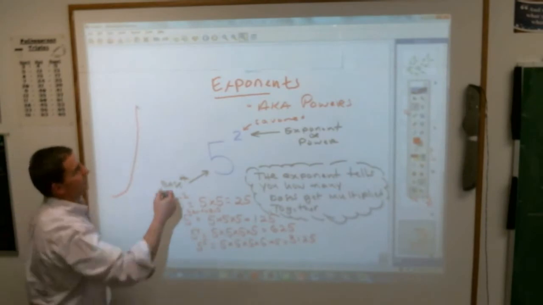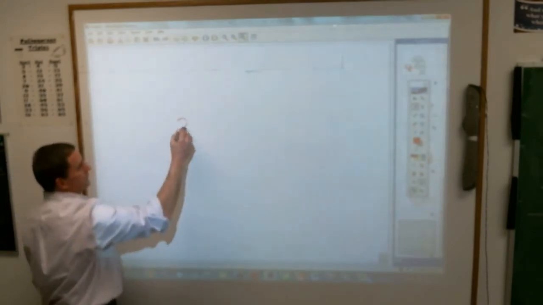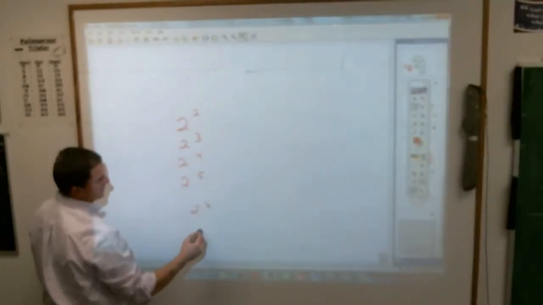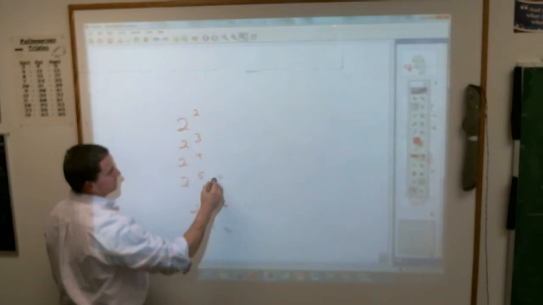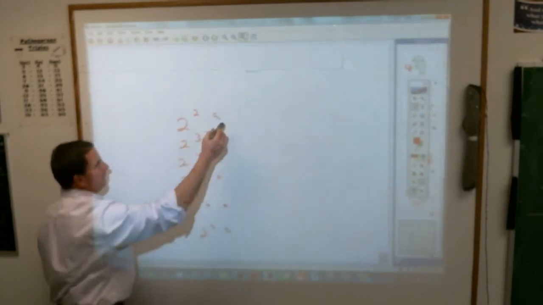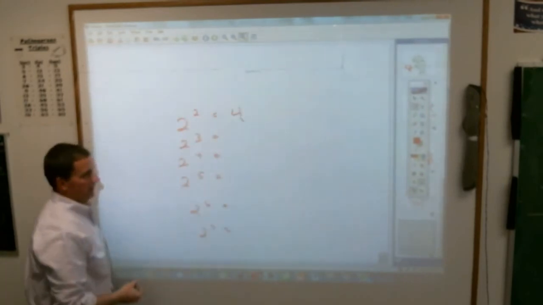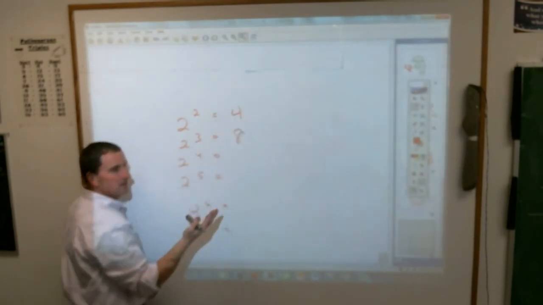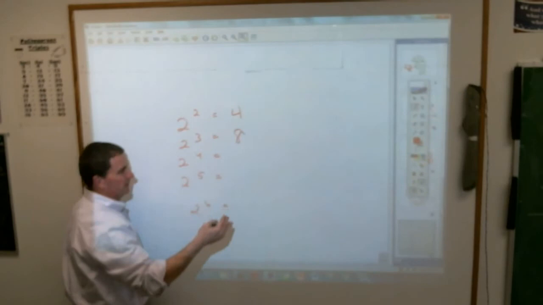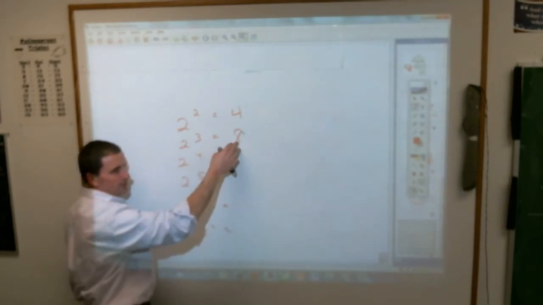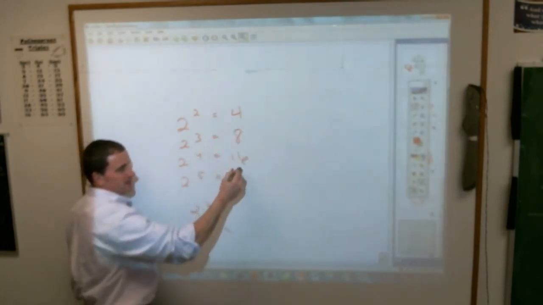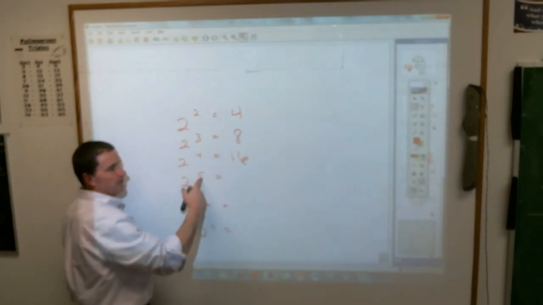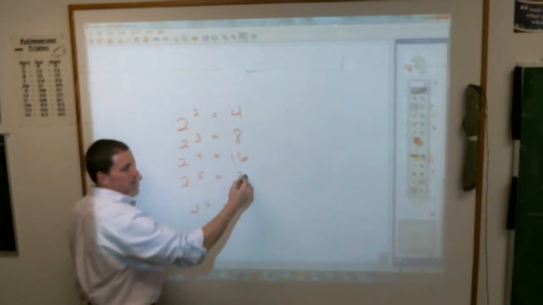Another example would be 2. If you have 2 to the second power, 2 to the third power, 2 to the fourth power, 2 to the fifth power, 2 to the sixth power, 2 to the seventh power. 2 times 2, 4, is not very big, and 2 to the third power, which is 4 times 2, 8, doesn't seem like it grows that much. But 2 to the fourth power, if you multiply 8 by 2, you get 16, it gets a little faster. 2 to the fifth power is 16 times 2.